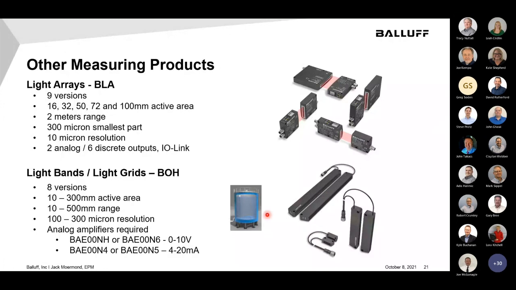These can be used in level applications. If you have a transparent container, you could look through that container. Also, if you have a sight glass, you could put these on it and look through the sight glass to determine the level with a continuous type output. If you're going to do this, again, you have to use the correct amplifiers. You're either going to use the 0 to 10 volt or the 4 to 20 milliamp amplifiers.